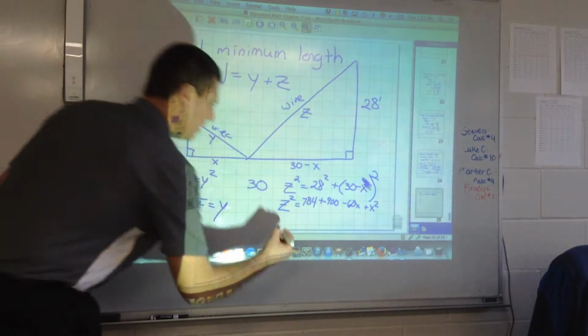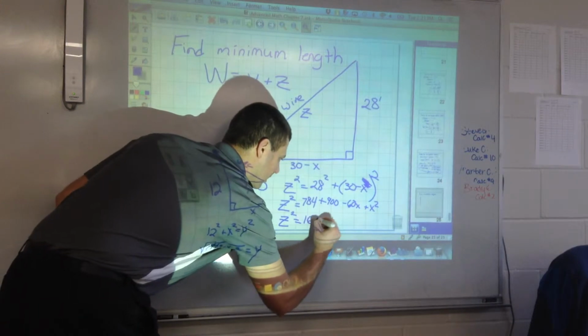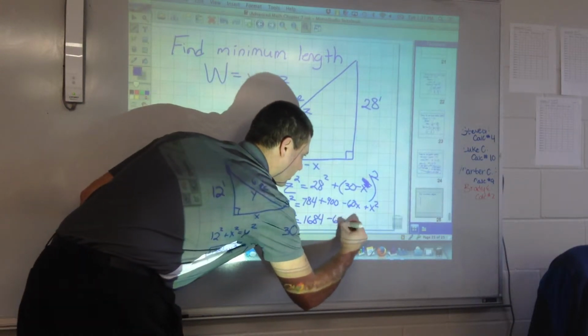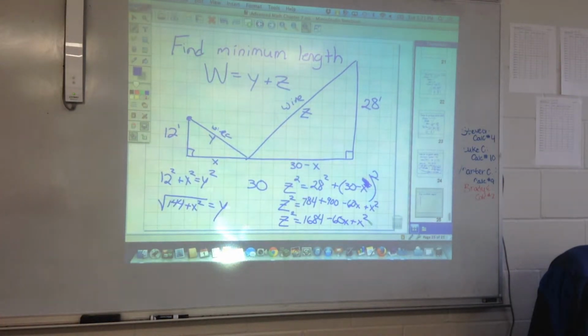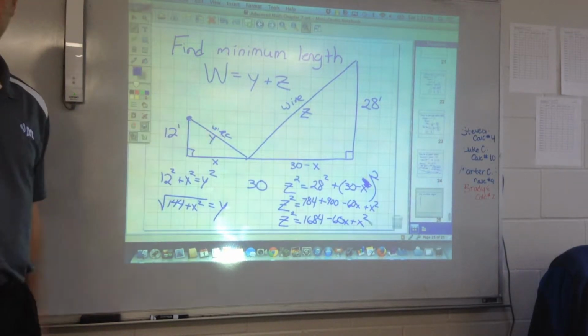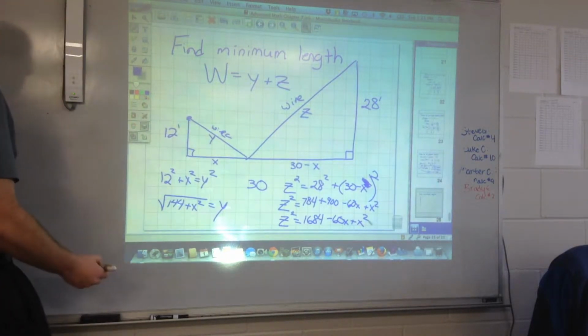Okay. So then z squared would equal 1684 minus 60x plus x squared. That's really bothering me writing it that way. Let's put the x squared first. And then if you square root it, z would equal the square root of x squared minus 60x plus 1684. I just like having it in order, it doesn't matter. Okay, I'm going to go to the next page.